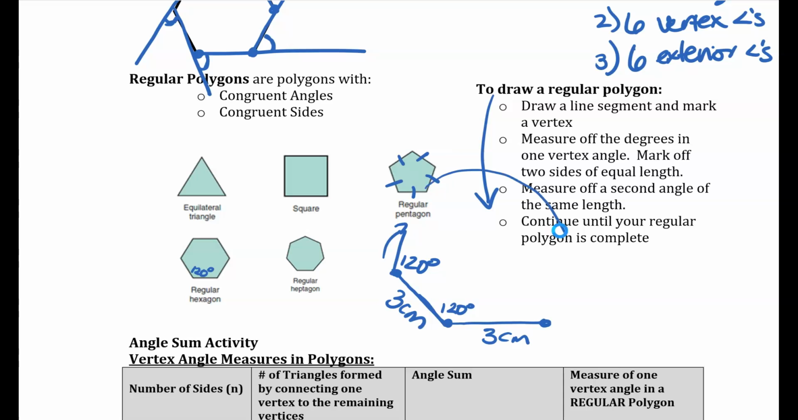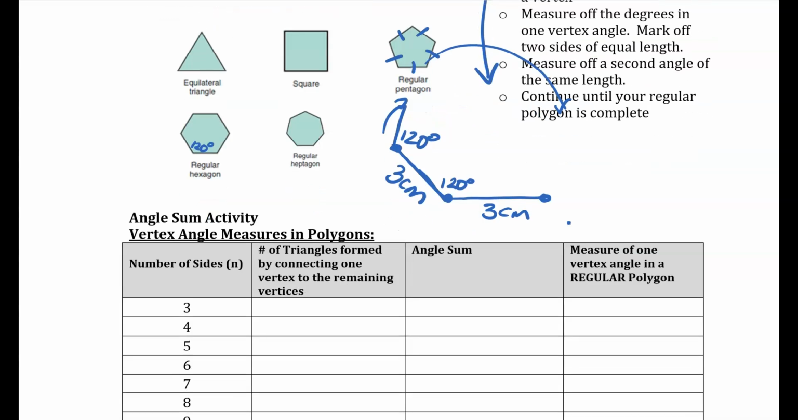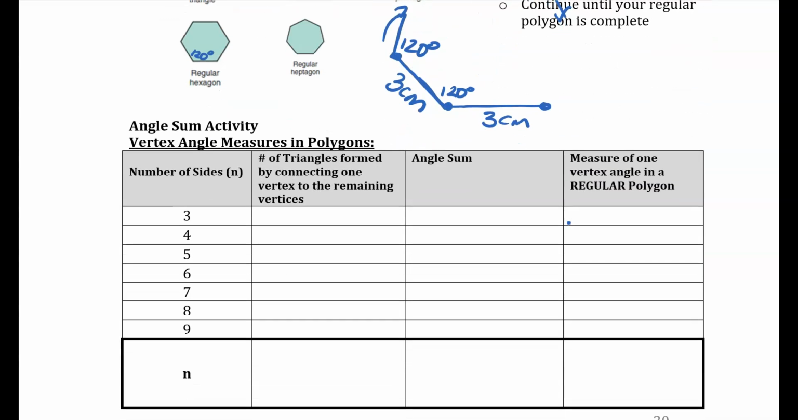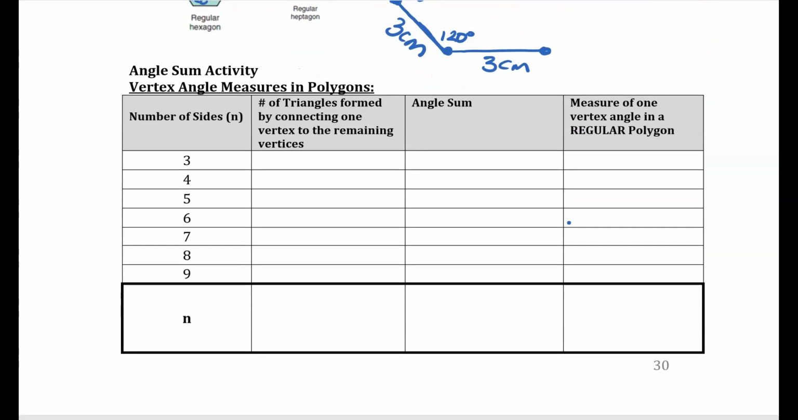And when you come all the way around, you'll end up creating a regular hexagon. So with a protractor and ruler, it's not too difficult to do. There's an activity called the angle sum activity that I like to do with kids, and if we were in class with you, I would have you do this activity.